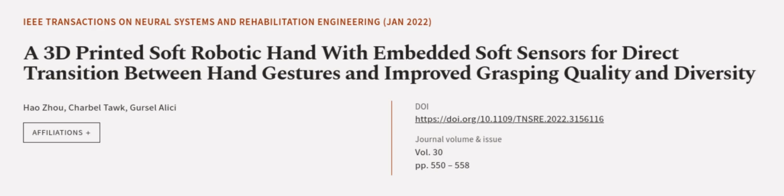This research has provided a novel approach to enhancing the dexterity and grasping diversity of a robotic hand. This article was authored by Zhou, Charbel Tawk, and Gursel Alici.